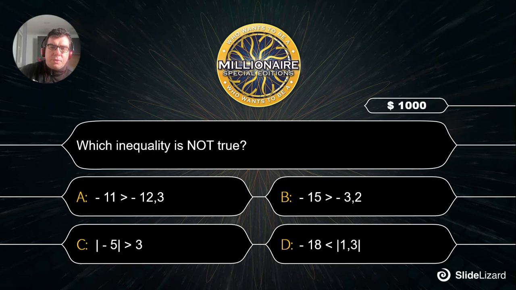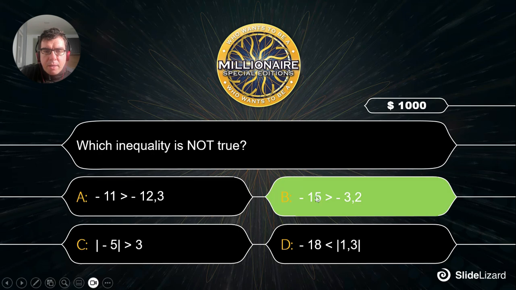And the correct answer is B, right? By the same logic as before, minus 15 should be smaller than minus 3.2, not greater. If I'm missing $15, I have less money than if I were missing $3.20 to make a purchase. Let's go into the next one.